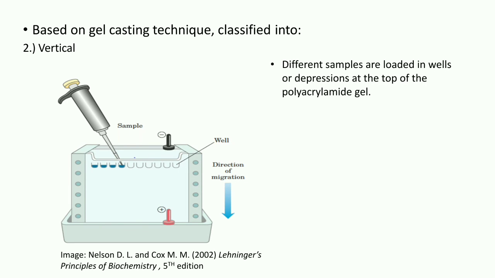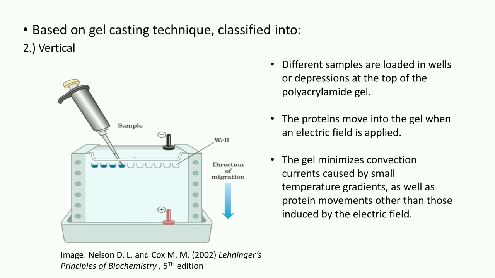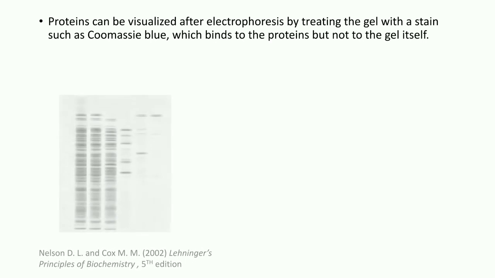Different samples are loaded in the wells or depressions at the top of the polyacrylamide gel. These proteins move into the gel when the electric field is applied. The gel minimizes the convection currents caused by small temperature gradients as well as protein movements other than those induced by the electric field. The proteins can be visualized after electrophoresis by treating the gel with a stain, that is Coomassie blue, which binds to the protein but does not bind to the gel.